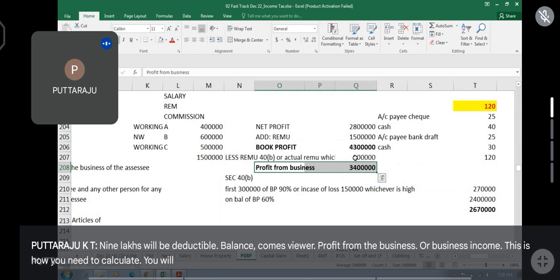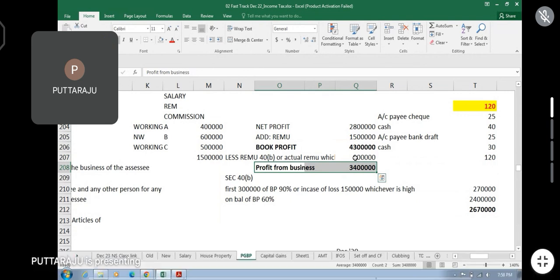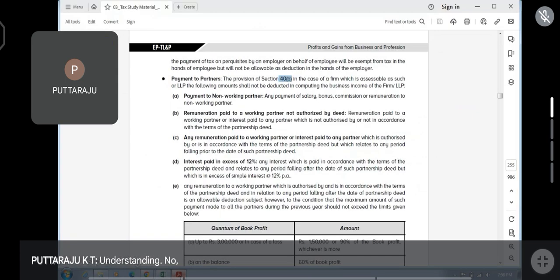You will get most of the questions on partnership firms. Why? There are additional steps involved in calculation. Understanding? Now let me go to the text.